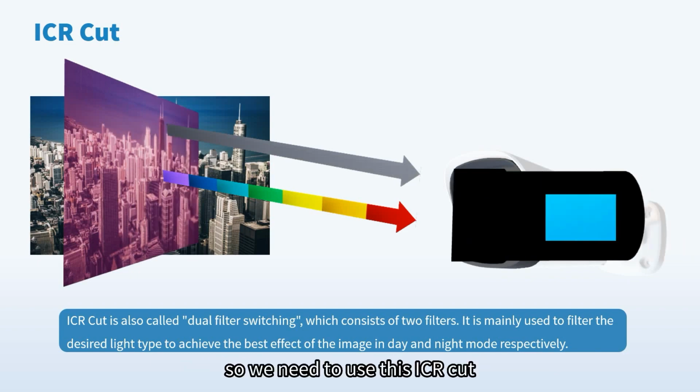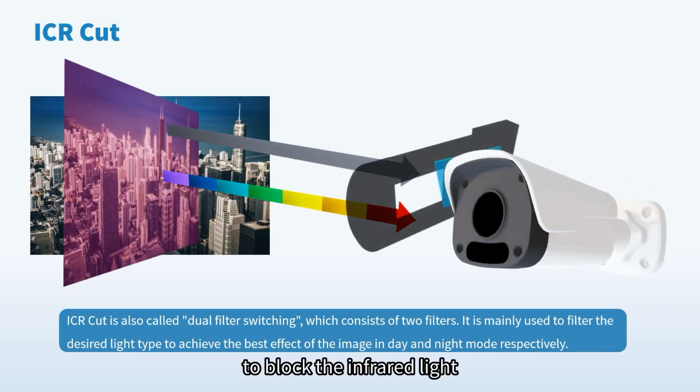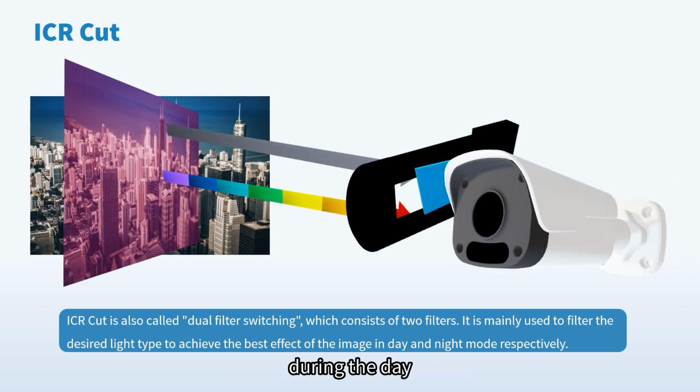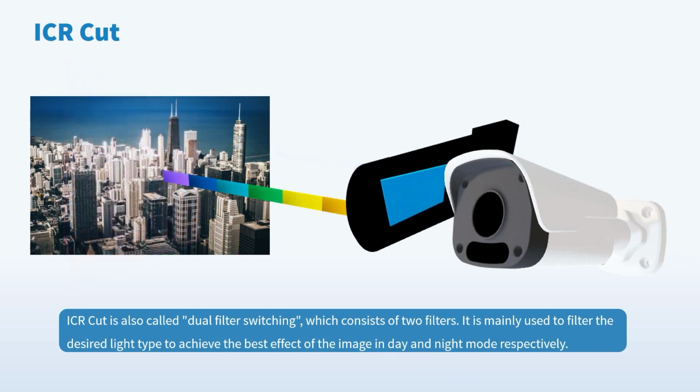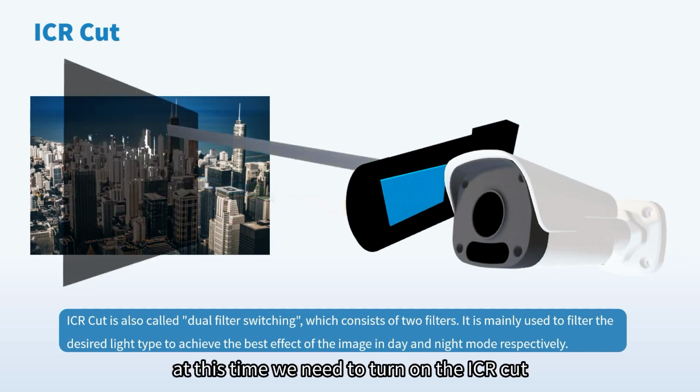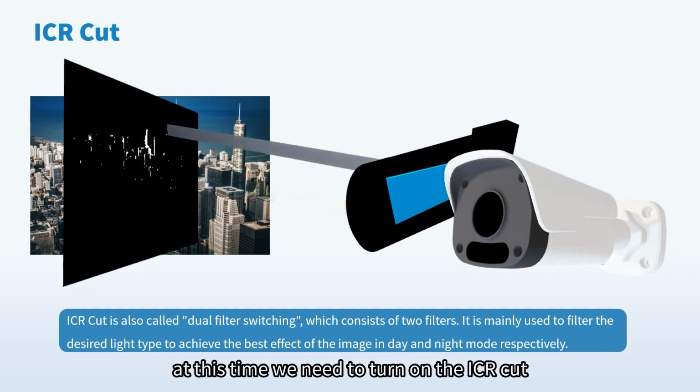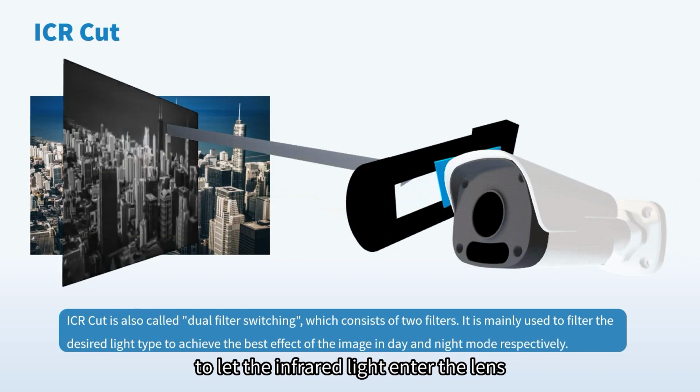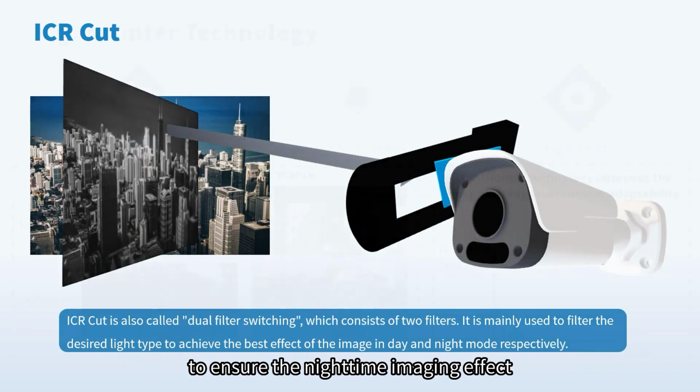So we need to use this ICR cut to block the infrared light to ensure the imaging effect during the day. At night, the visible light will become little or no. At this time we need to turn on the ICR cut to let the infrared light enter the lens to ensure the nighttime imaging effect.